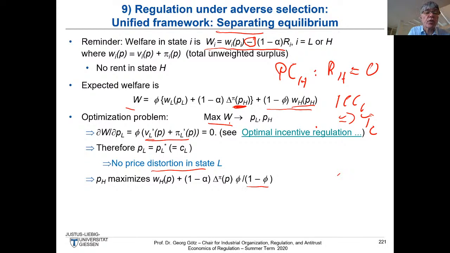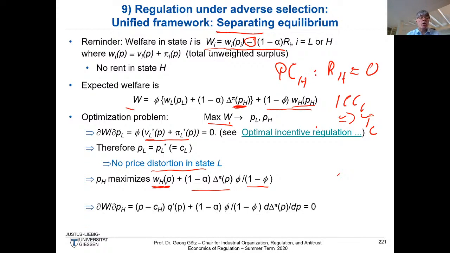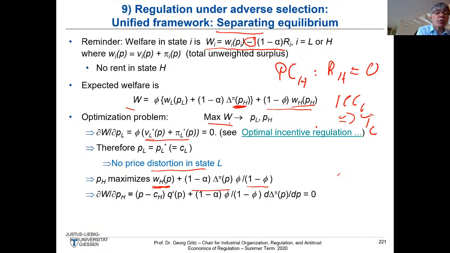Okay, that's what shows up here. Why is that so interesting? Because you see pH now maximizes total surplus minus something, and here this minus something is the rent. Okay, that's what we have. And now we just take the first derivative with respect to pH and get some optimality condition.